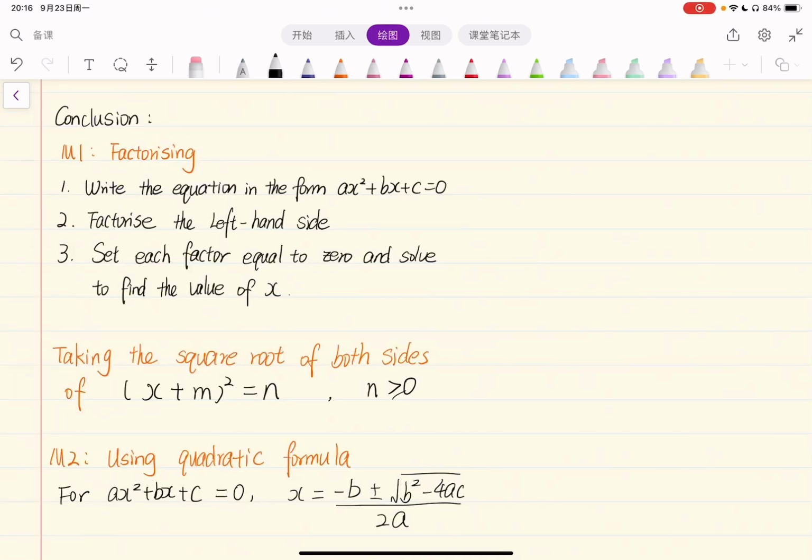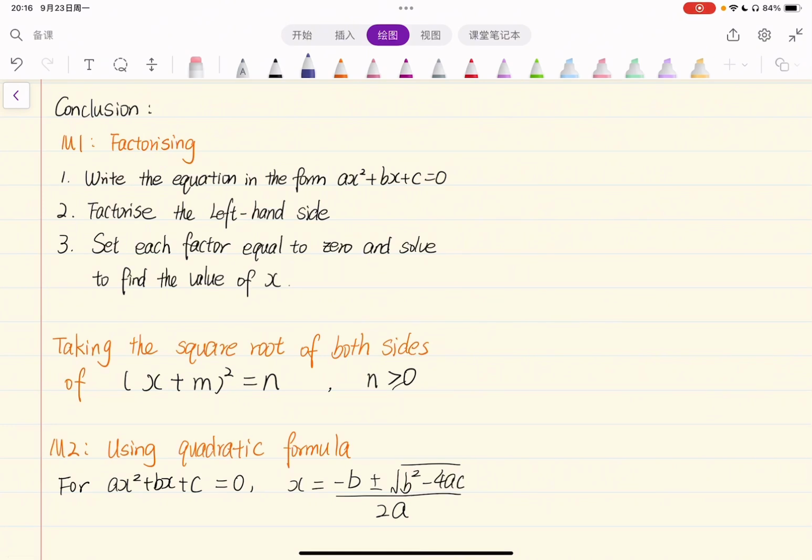Here is a conclusion of what we have learned in this video. And to be aware of that, I forgot to mention that if we want to take the square root of both sides, we need to be aware that the right-hand side is always greater than or equal to 0. Be aware of that over here.